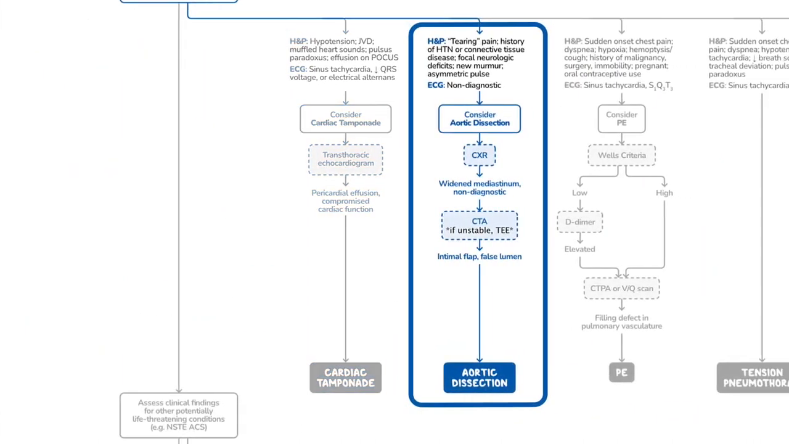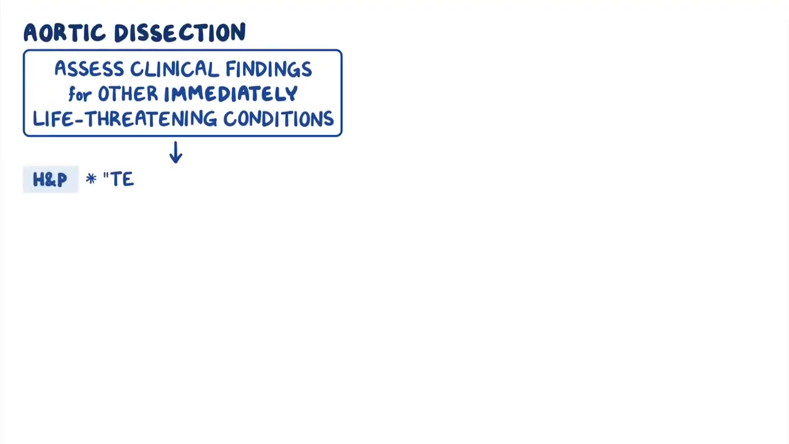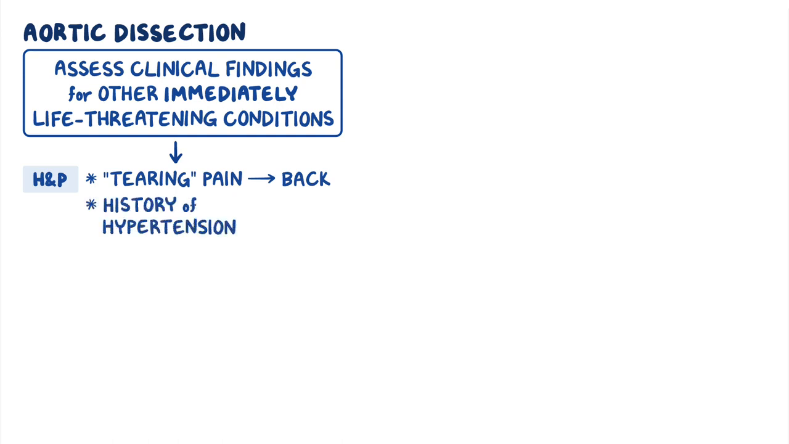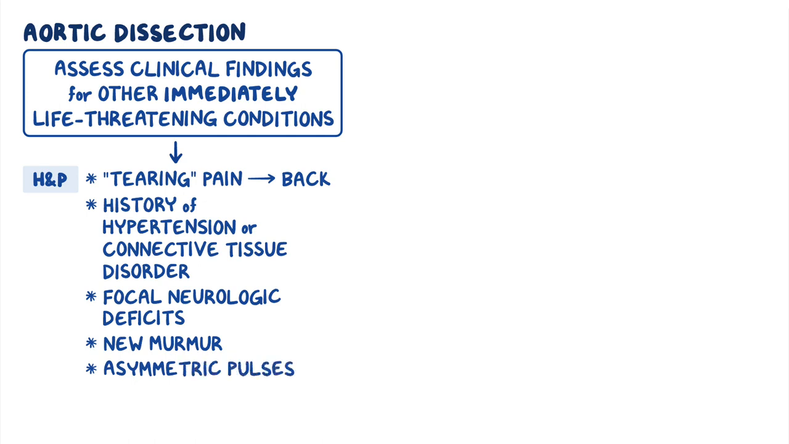Next up is aortic dissection. These patients often present with tearing pain that radiates to the back. Their past medical history can be significant for conditions like hypertension or connective tissue disorder. The patient may have focal neurologic deficits, a new murmur, or asymmetric pulses on physical examination.